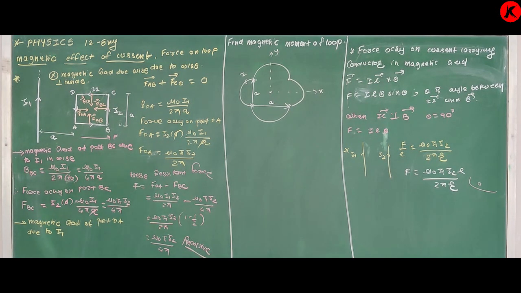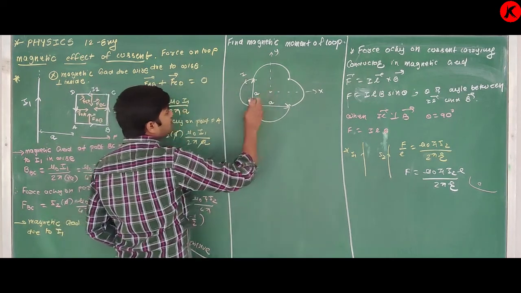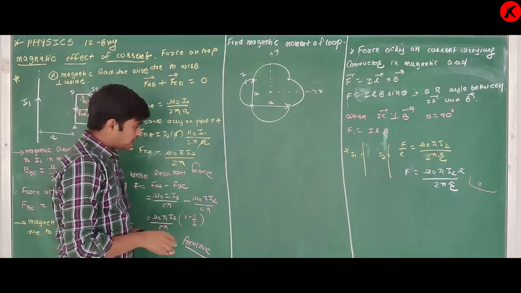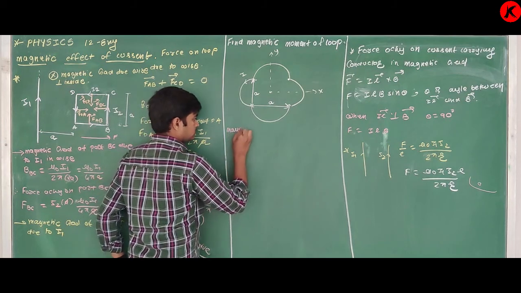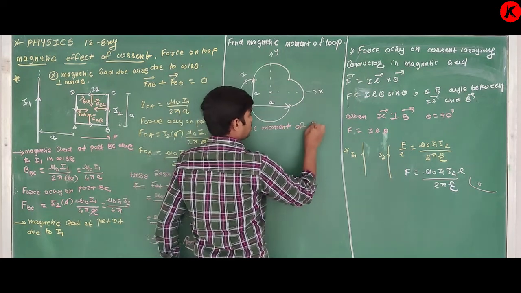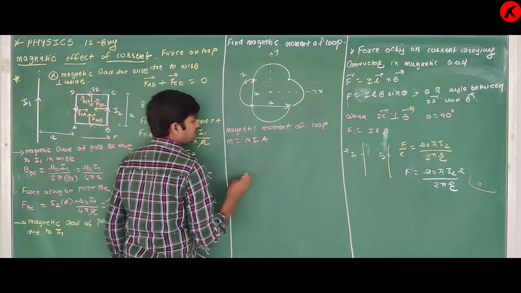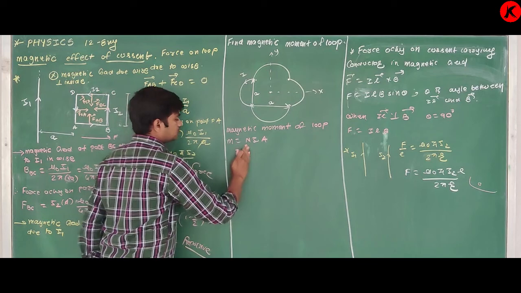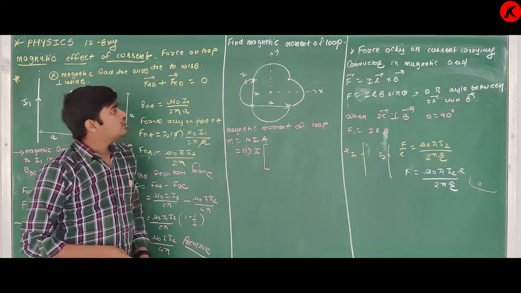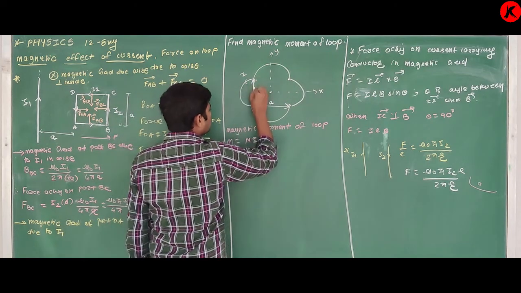You are given again one figure, and your question is to find magnetic moment if current flowing is I, and you are given this shape. Now, how to find magnetic moment of this? What is the equation of magnetic moment? So, magnetic moment of loop, its equation is M is equal to NIA. N, number of turns, only one. So 1, I, so that is I. But what about A? What is area of this loop? So see, if you see carefully, it is one square.